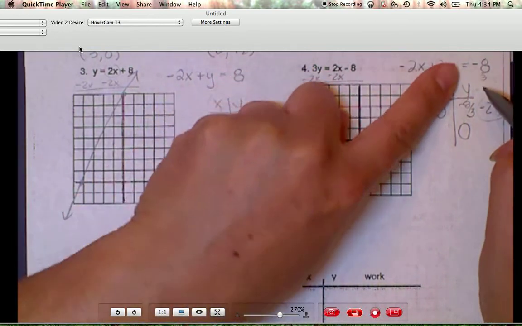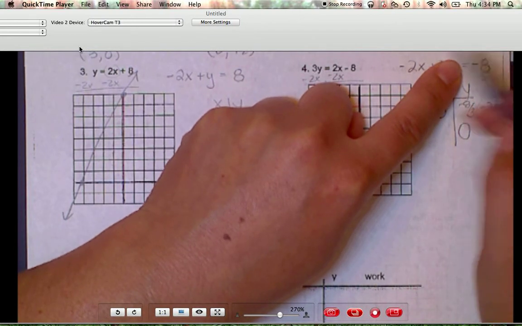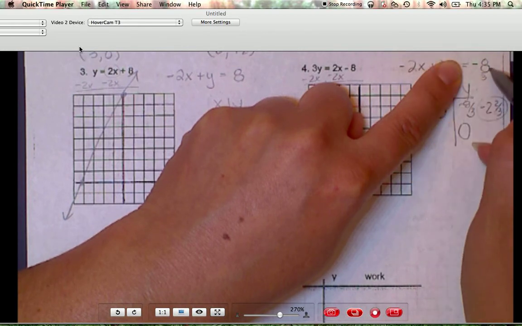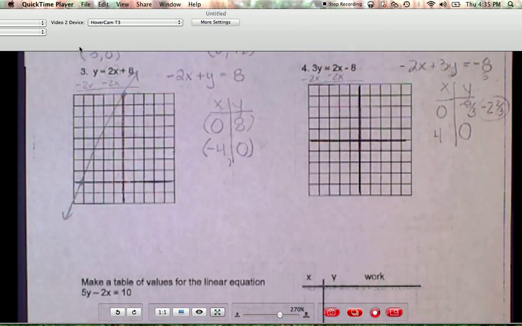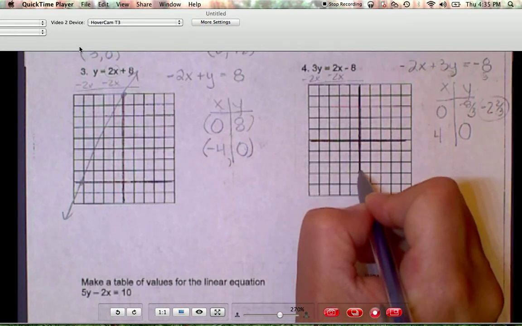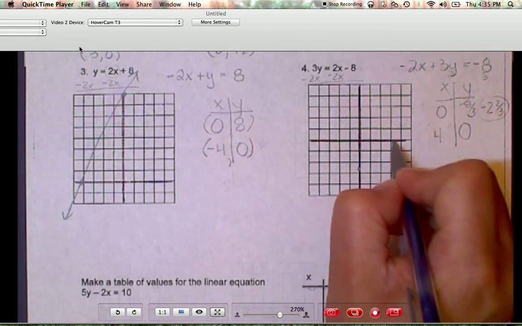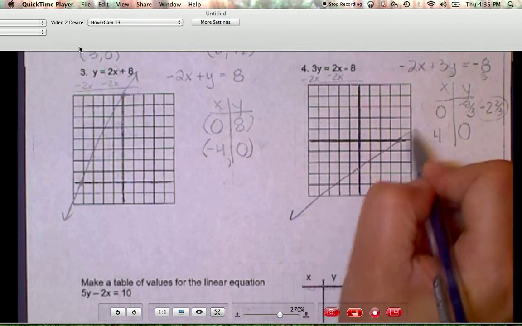If y equals 0, we cover that one, and we get 2x equals negative 8. I'm sorry, negative 2x equals negative 8. Divide both sides by negative 2, and we get x equals 4. So we plot these. (0, negative 2 and 2/3) right here. And (4, 0): 1, 2, 3, 4, 0. Go ahead and sketch your line.